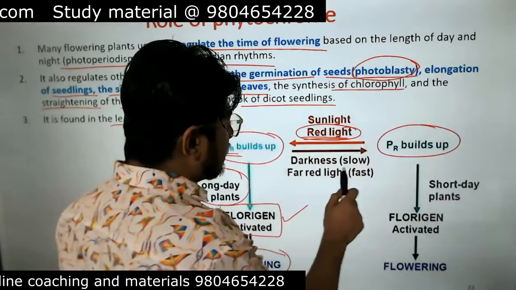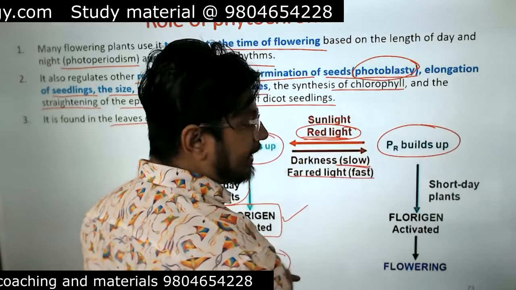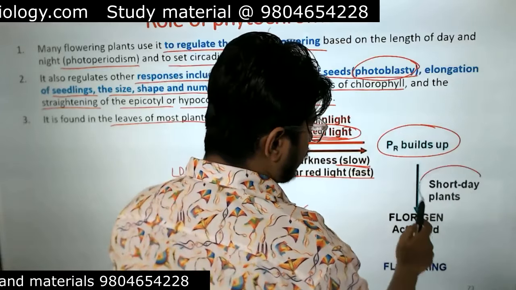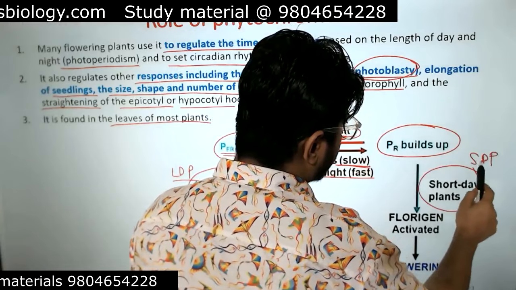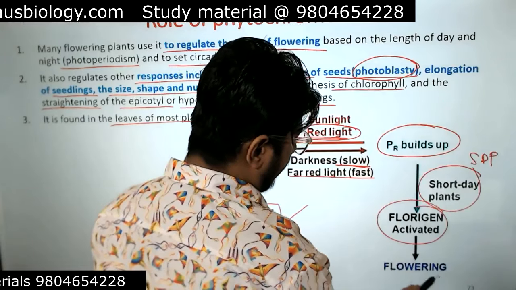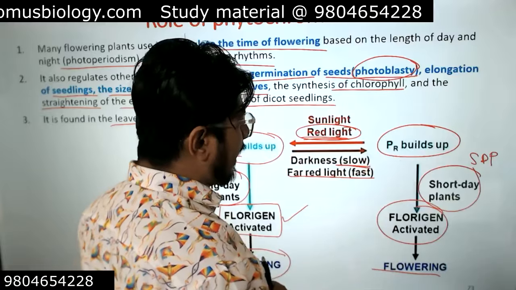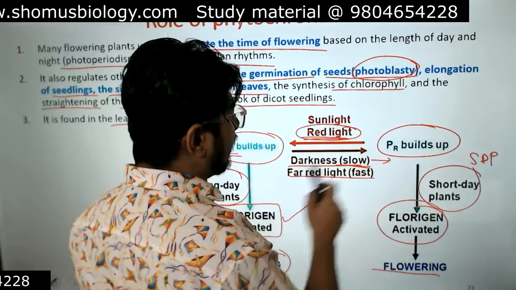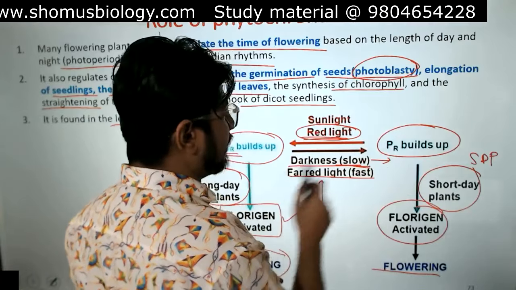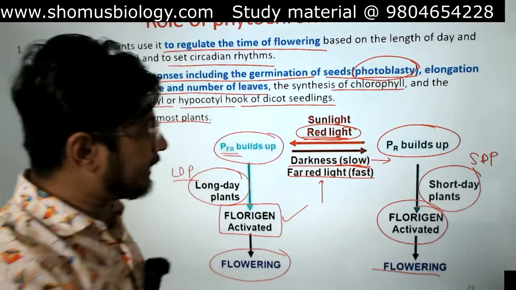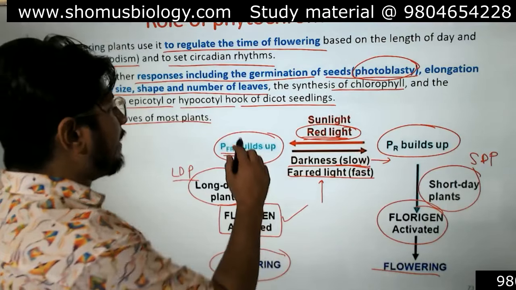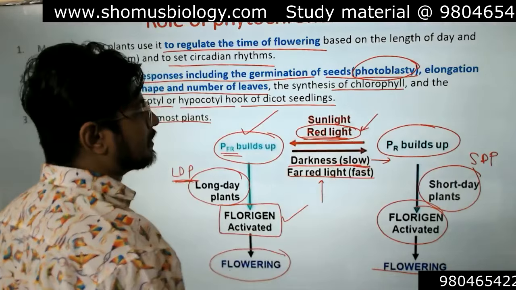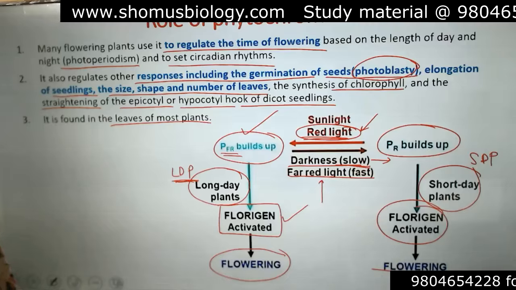And in the darkness, far red light is present, and in the darkness, what happens? PR builds up in a short day plant. And what happens? Florigen is activated, flowering. So in case of short day plants, the darkness works slowly, converting PFR to PR, and far red light converts PFR to PR, and it causes flowering in the short day plants. While PFR causes flowering in the long day plant, where sunlight works, red light comes from the sunlight.